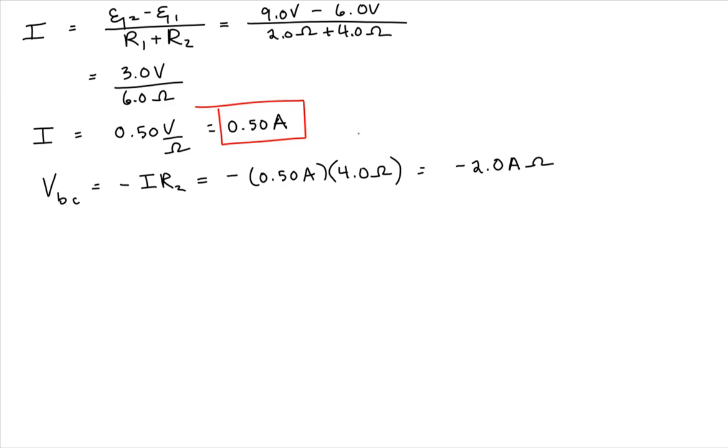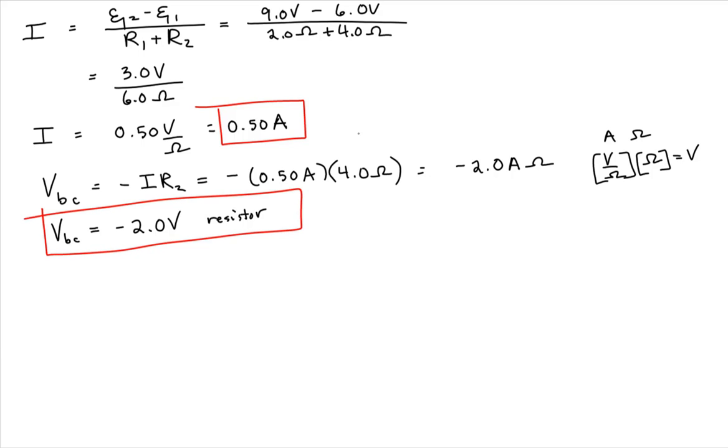Okay, so what is an amp ohm? Well, remember an amp is a volt per ohm. So an amp ohm is a volt per ohm times an ohm, which is a volt. So that means the units of the potential across resistor 2 is the volt, which is exactly what we are looking for. So the value of the potential difference across resistor 2 is equal to minus 2.0 volts.